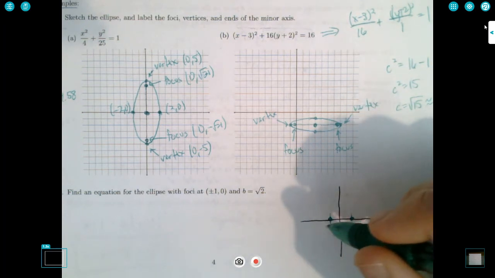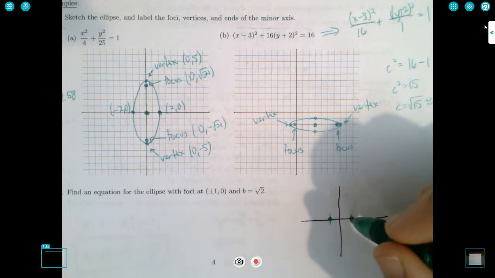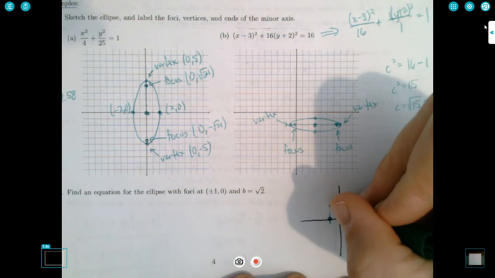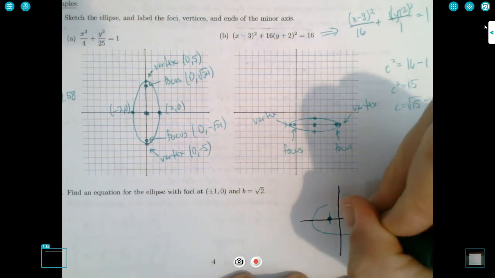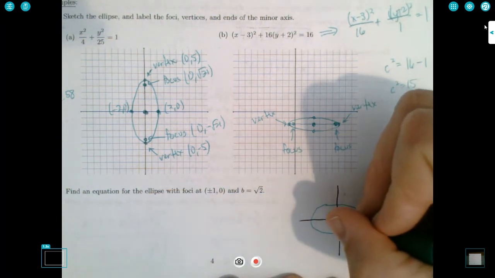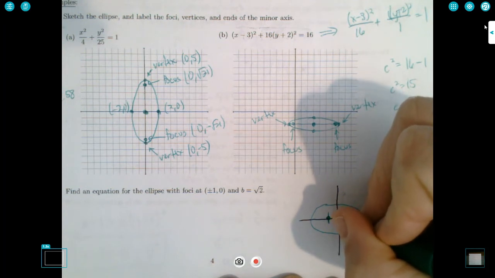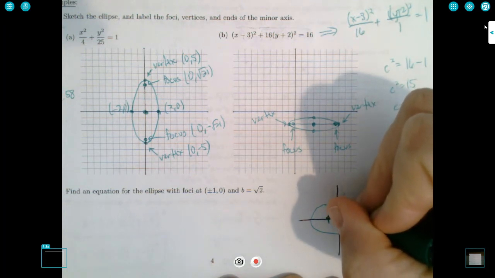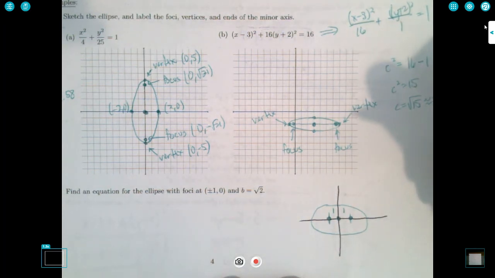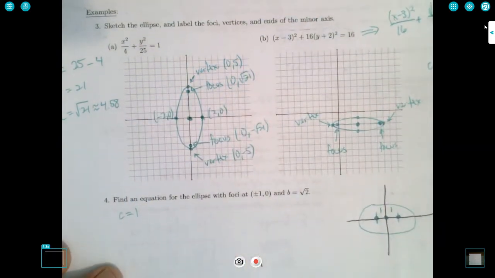Well, hold on a second. Now I do know that, because the foci are always along the major axis, this does actually have to be wider than it is tall. So I do know a little bit about this. It's got to look something like that, right? But I know that this distance right here, from the focus to the center, has to be 1. So c equals 1, in other words, right? Okay, so c equals 1.